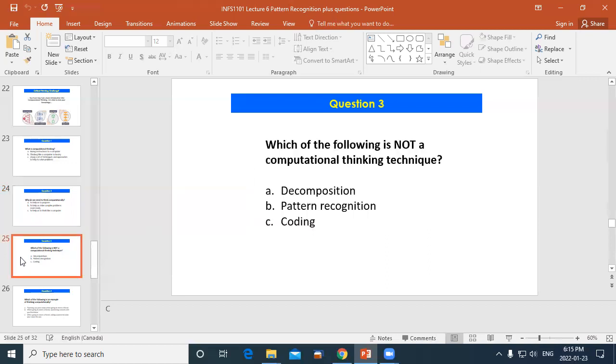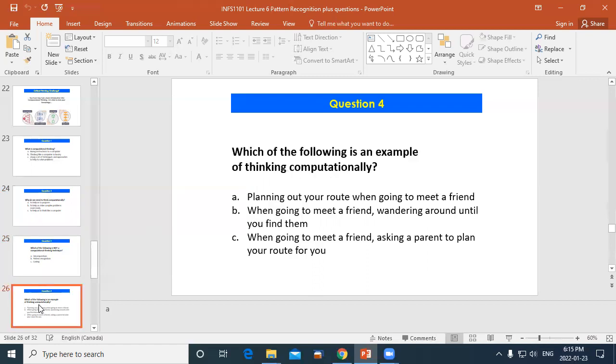Which of the following is not a computational thinking technique? Okay, there were four, right? Which one? Coding. Trick question, isn't it? Coding is writing computer programs. So I hope we're getting the idea there. Computational thinking is not like being like a computer. Coding is doing it like a computer, but that's not computational thinking.